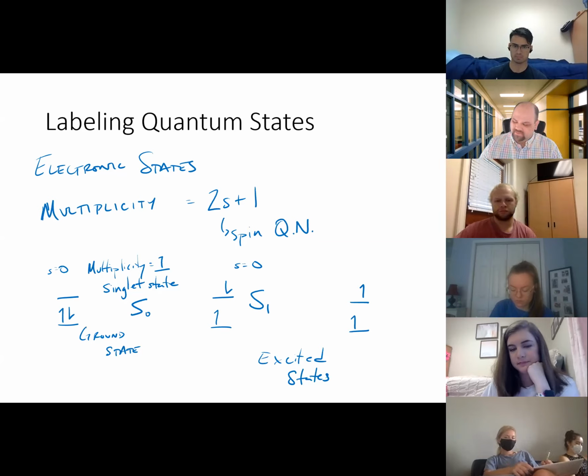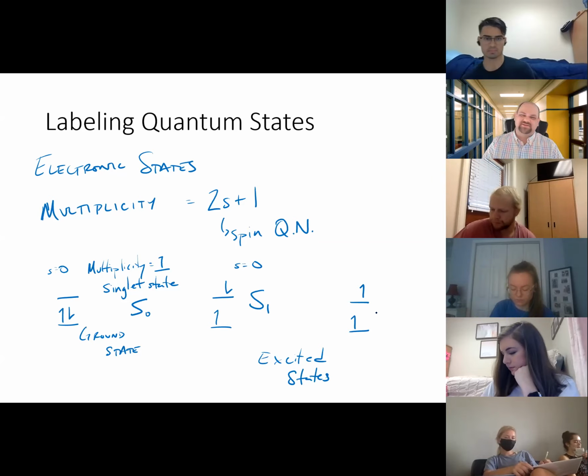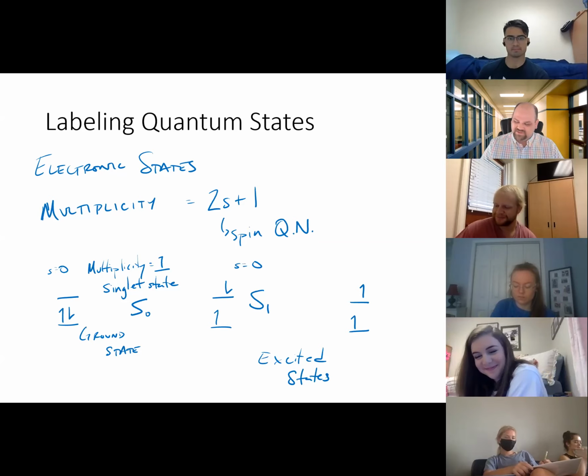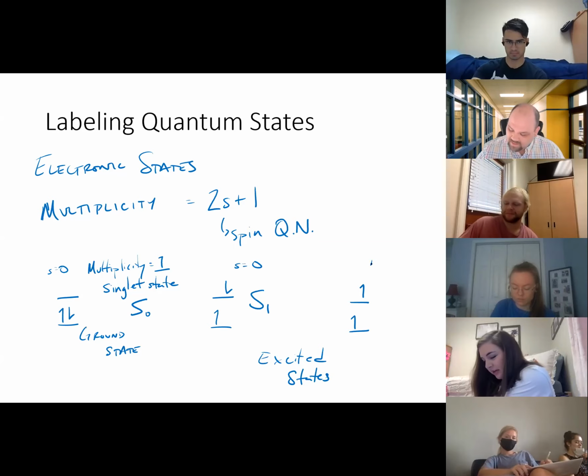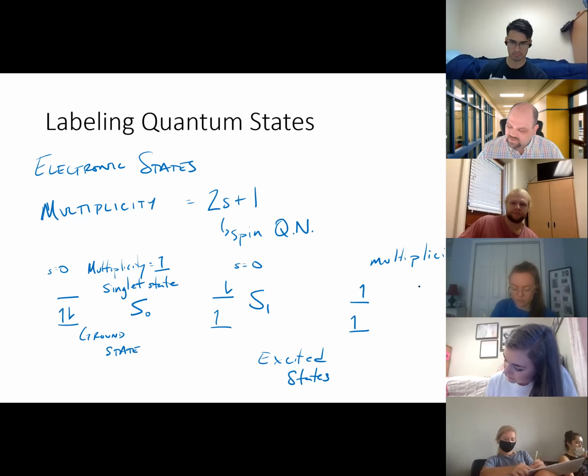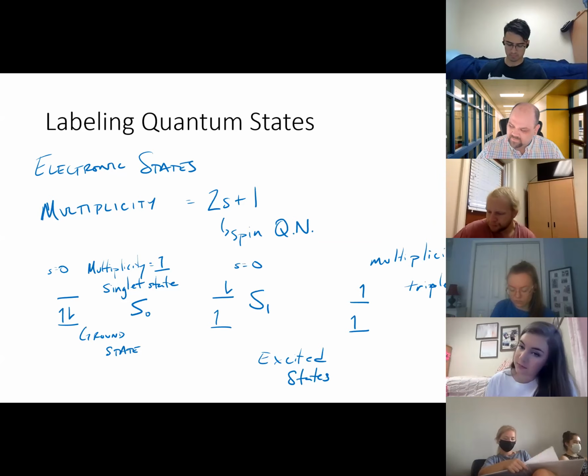And so now, what's the total spin for this system? I have a positive half and another positive half, so that's a whole. And so my multiplicity, 2 times 1 plus 1, is 3. And so we call that not a singlet, but a triplet. And so we call that a T.